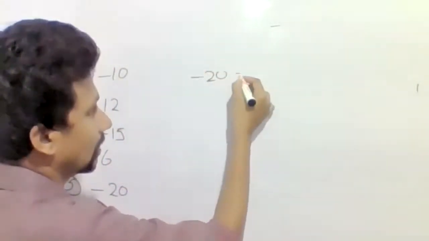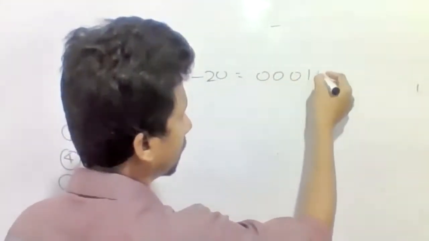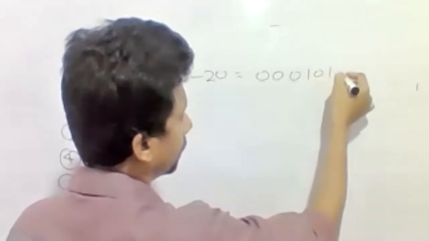The last one, minus 20. So first you find out the 20, that is 0, 0, 0, 1, 0, 1, 0, 0.